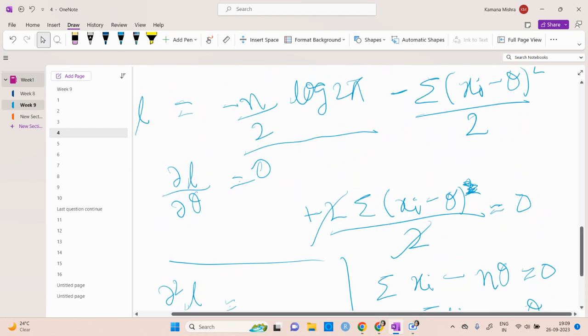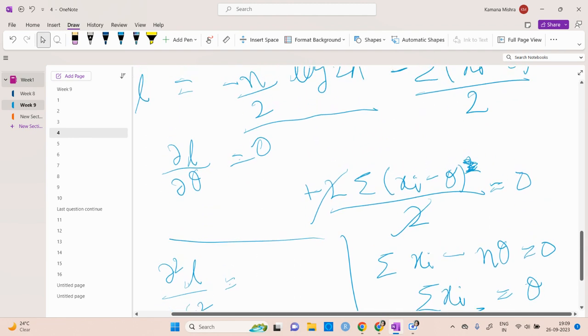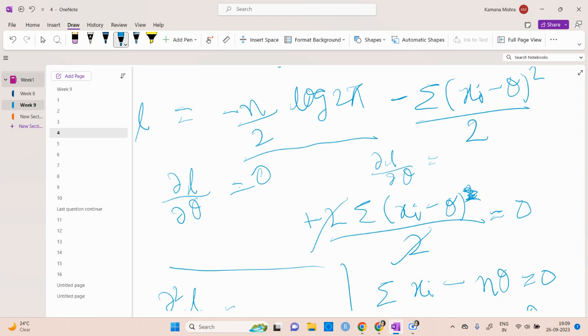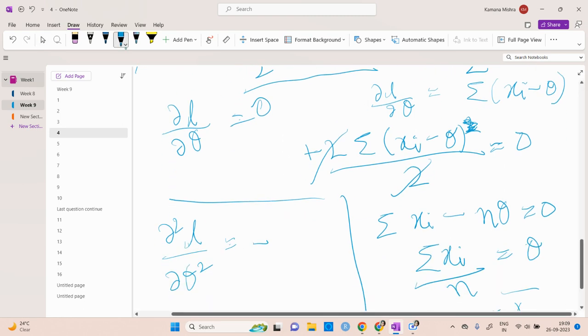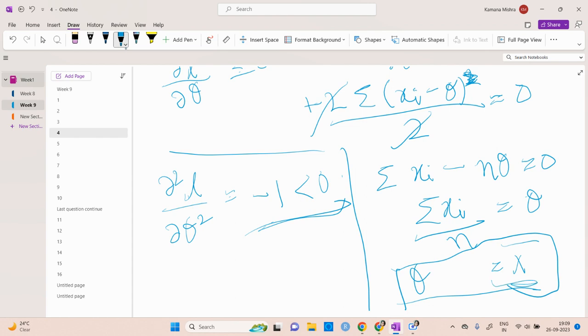It will be, so the L was 2... del L del theta was what? Del L del theta was xi minus theta. So del 2 L del theta 2 will be what? Minus 1, right? Minus 1. So minus 1 is less than 0. So the function is maximizing at this point. Now we can say that theta MLE is x bar.